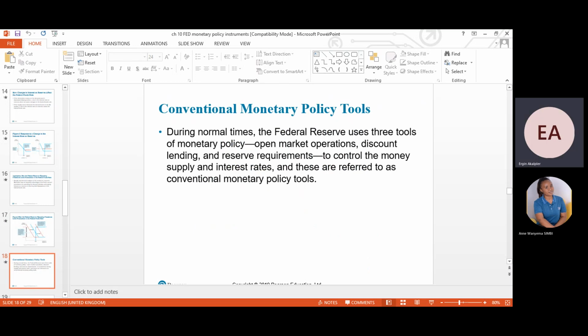The conventional monetary policy tools can be illustrated as you are observing on the graph, which we presented. During normal times, the Federal Reserve uses three tools: open market operation, discount rate, and reserve requirements. As I mentioned to you, open market operation is the expansionary and contractionary money policy. Discount rate is somehow similar to the interest rate, affecting and changing the market.